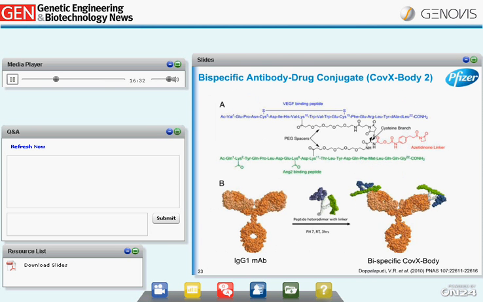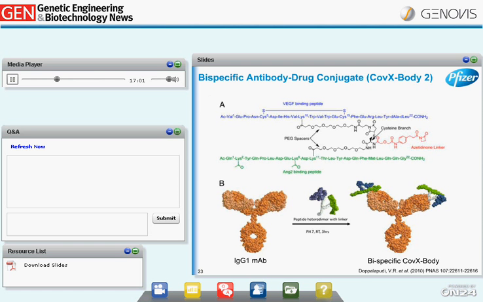Now moving along to a more exciting approach is using the enzyme to get at more of the integrity of the linker for this particular COVAX body. Here we have a COVAX body 2. This particular COVAX body is a bispecific where we have a VEGF binding peptide as well as an Ang2 binding peptide. Within this, they're connected through a rather complex linker that involves the use of maleimide chemistry.